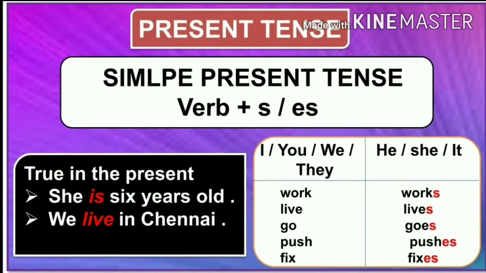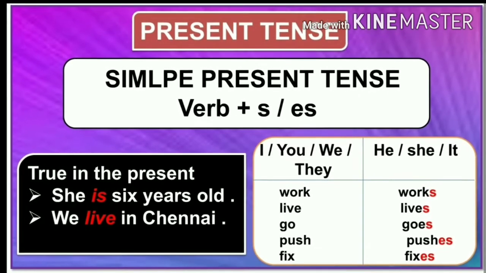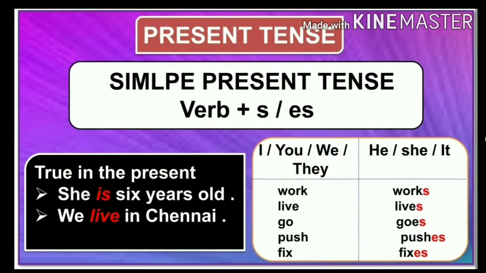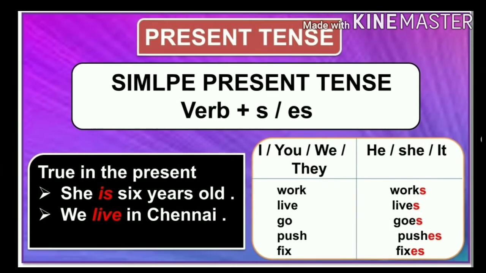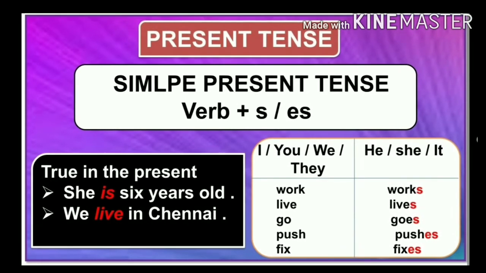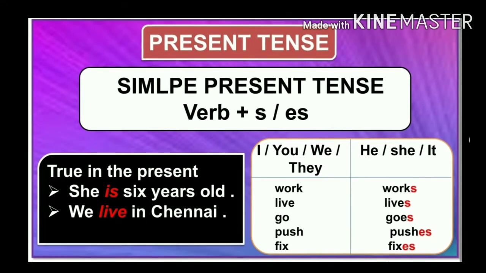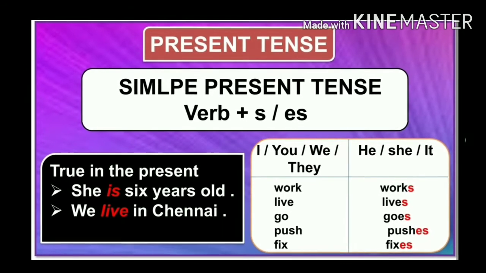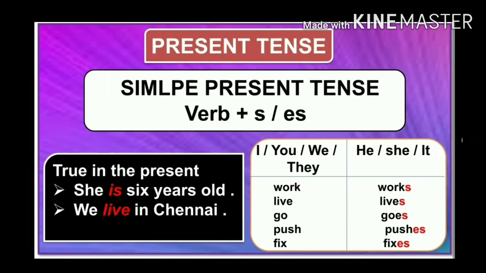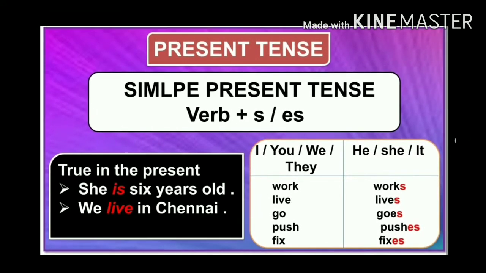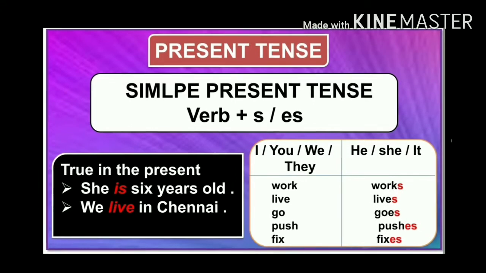The first one is simple present tense. For this, we have to use verb plus s or es. So, simple present tense is expressing an action that is currently going on or habitually performed or a state that currently or generally exists. So, we have to note the verb form here.